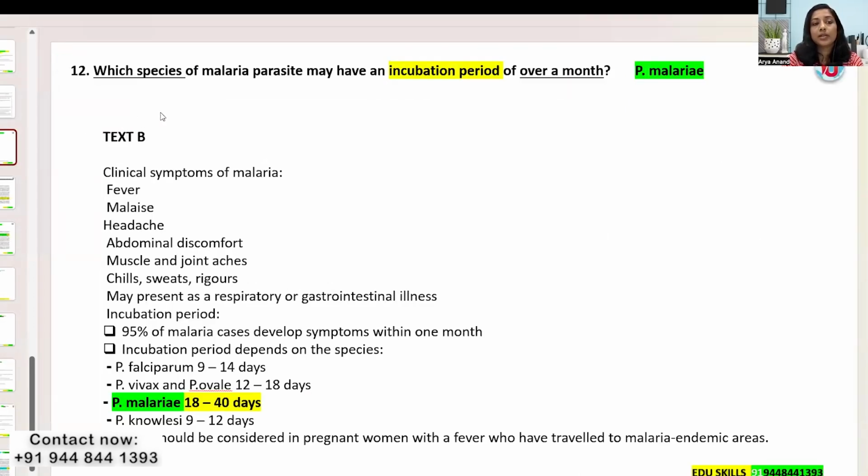Next question, 12th one. Which species of malaria parasite may have an incubation period of over a month? So incubation period you have here. So you need to move to text B. Then you need to see which species of malaria parasite may have an incubation period over a month. So you need to see more than 30 or 31 days, right? Over a month means. Here the days you have already underlined, right? So you can see 9 to 14, 12 to 18, 18 to 40, 9 to 12. So which will be your answer? 18 to 40 days, right? That is more than over a month. So P. malariae is your answer.